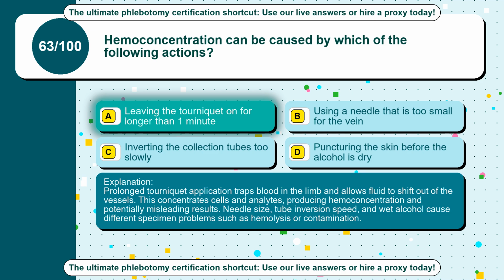Prolonged tourniquet application traps blood in the limb and allows fluid to shift out of the vessels. This concentrates cells and analytes, producing hemoconcentration and potentially misleading results. Needle size, tube inversion speed, and wet alcohol cause different specimen problems such as hemolysis or contamination.